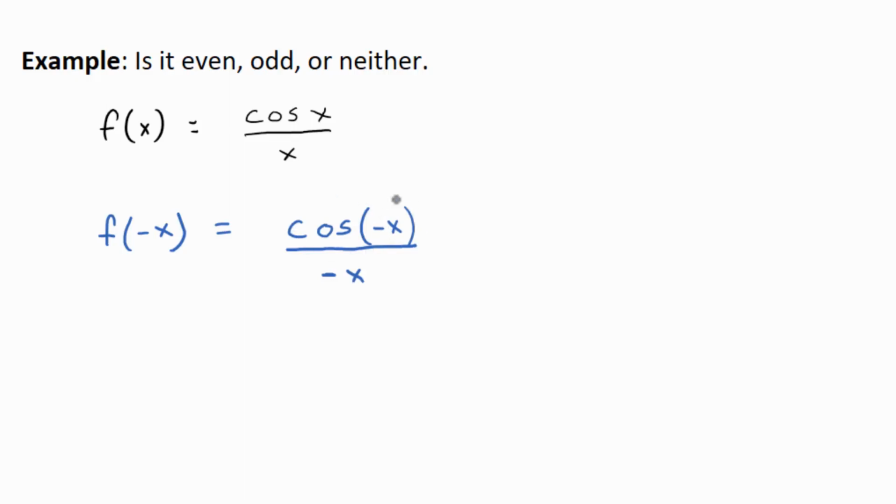Now, we know cosine's even, right? So what happens to this negative right here? It cancels, so you get just cosine of x on top. Okay, canceling isn't quite the right word. The reason we can do that is because cosine is even. So this, and then over negative x. So the reason this equality happens is you can assume cosine is even. That's what an even function does. Cosine of negative x is equal to the cosine of x. This negative didn't go anywhere.